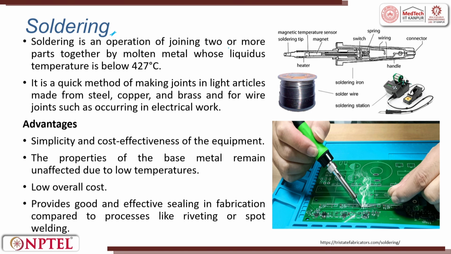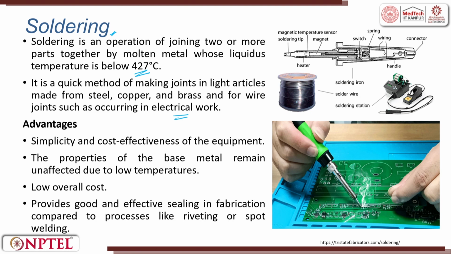The next important thing, which is commonly used in the electronics industry, is soldering. Soldering is an operation of joining two or more parts together by molten metal whose liquidus temperature is below 427 degrees Celsius. You have a soldering gun or a soldering rod. At the tip, this is a non-consumable electrode. You pass current and this portion gets heated. Then the filler wire is touched by the soldering rod, and that melts the material exactly at the location where you want. It is a quick method of making joints in light articles made of steel, copper, brass or other metals, such as in electric work.